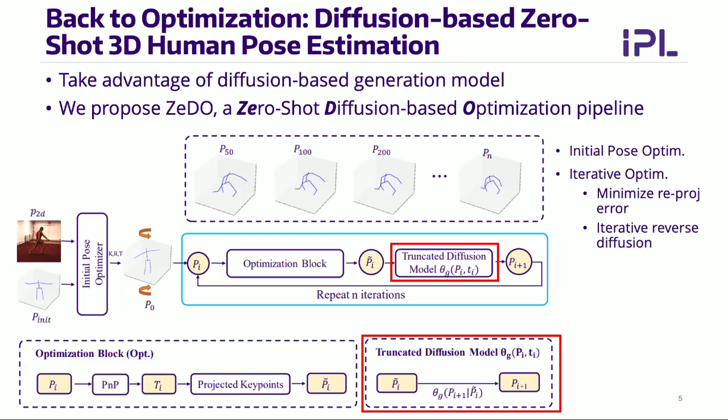Notice that the diffusion process is truncated, which means the reverse diffusion starts from the intermediate time step since the input poses are noisy poses instead of standard Gaussian noise.